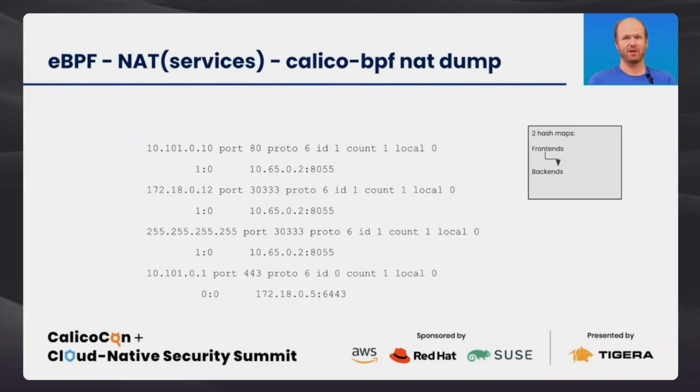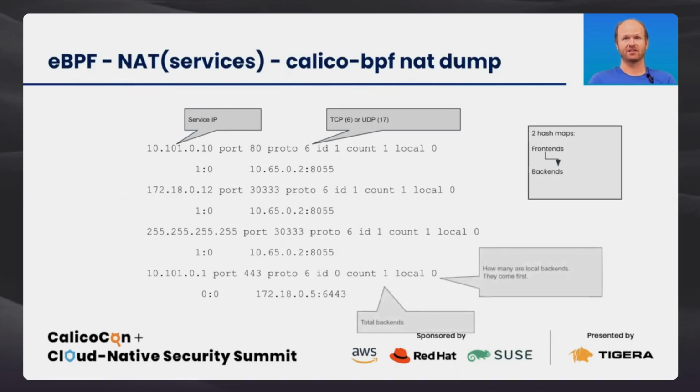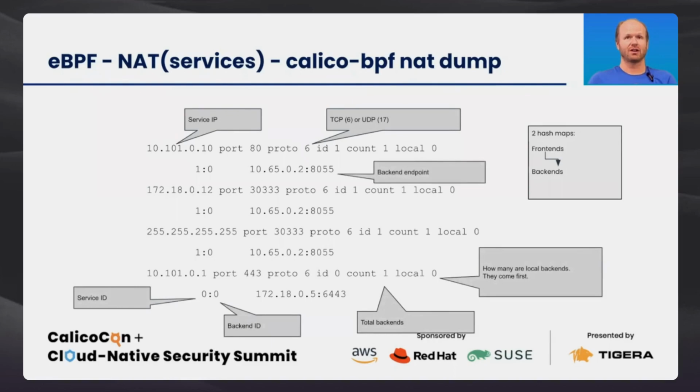If you use the Calico BPF utility with the NAT dump command, you will get a list of lines that start with a service IP. It shows you a protocol. It shows you how many backends there are, and how many are local. And it continues with a list of indented lines that show what backend it is and where the backend is.